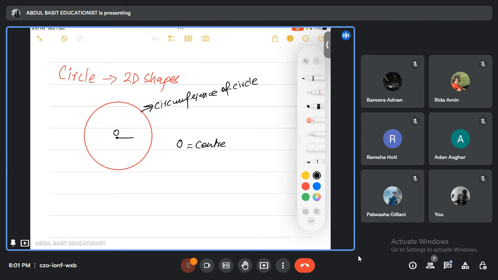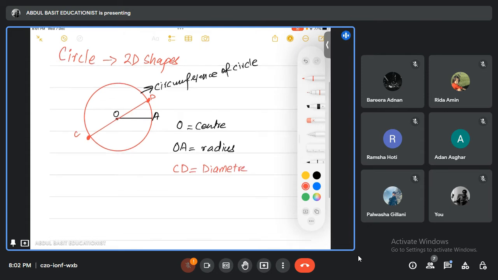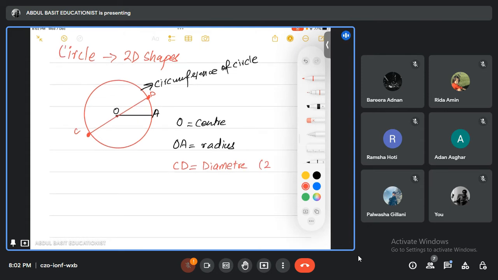Okay, for example, if I draw a line from this point to this point, that line is the radius. And if a line is touching the circumference from the inside, but from 2 points like this, for example, this is the point and that is the point. For example, the name is CD. So we can see that C to D is the diameter. And we can also say that the diameter is double the radius, and the radius is half of the diameter. Do you agree, guys? Do you agree with this statement?